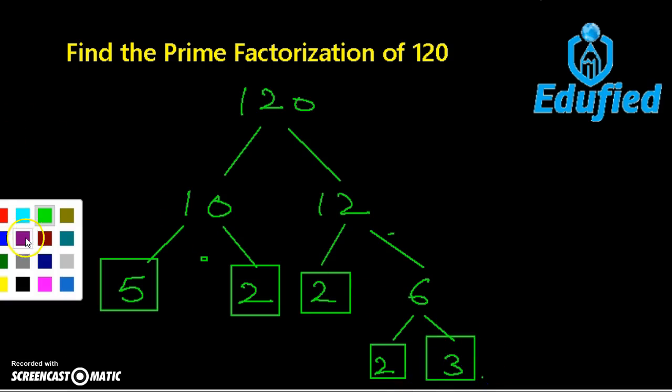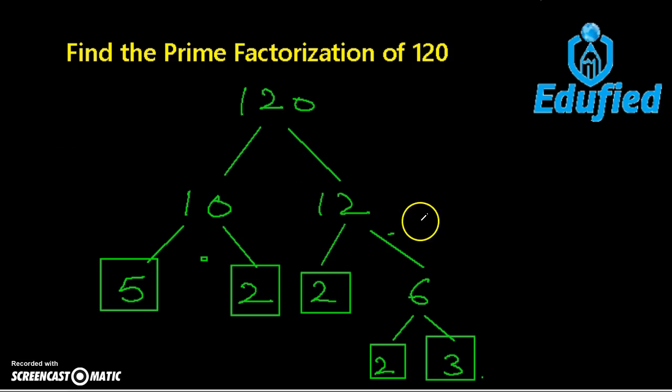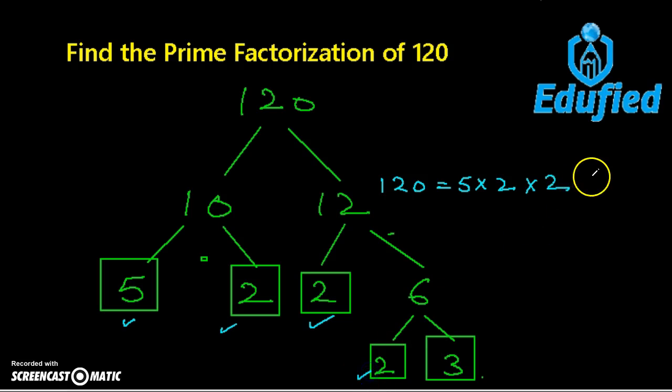So now we'll write the prime factorization of 120. 120 equals 5 times 2 times 2 times 2 times 3. And if you want to write it in the exponential form, 5 times, we have three 2's, so 2 raised to power 3, times 3.